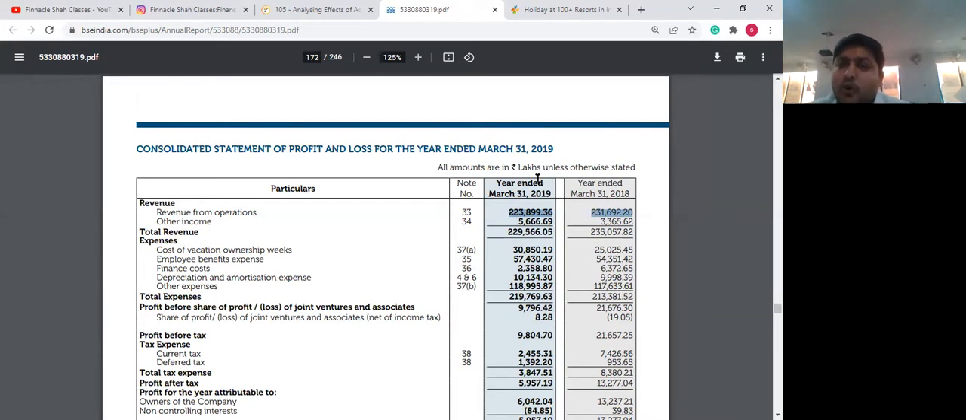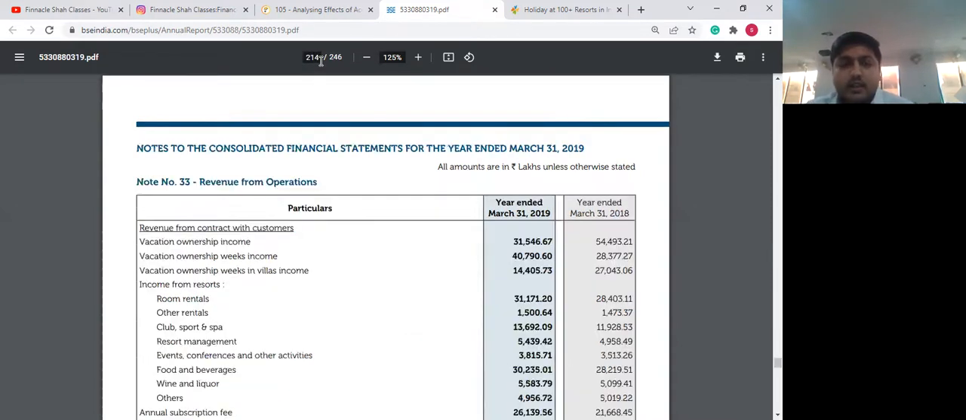Let me walk you through note 33 to understand what kinds of individual items are contributing to revenue from operations for Mahindra Holidays. Note 33 is present on page number 214. When we open page 214, you can see note number 33. You'll see that vacation ownership income is nearly halved as compared to 2018. Now, that raises the question, what exactly happened?